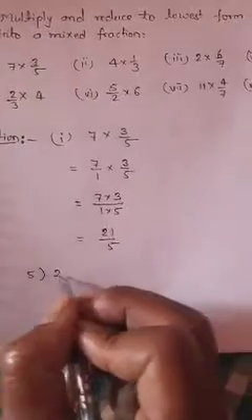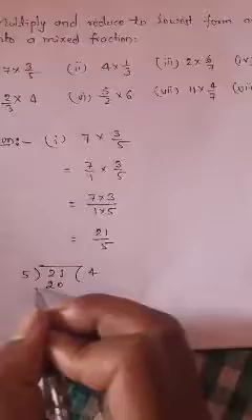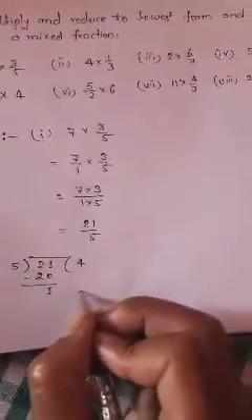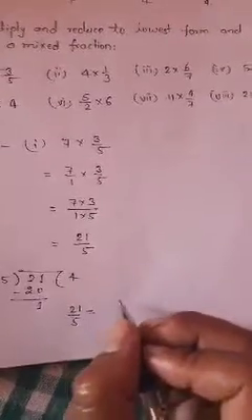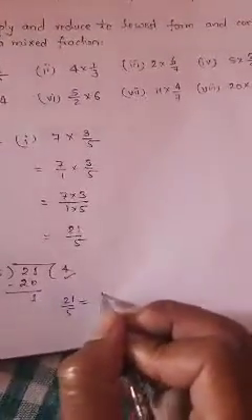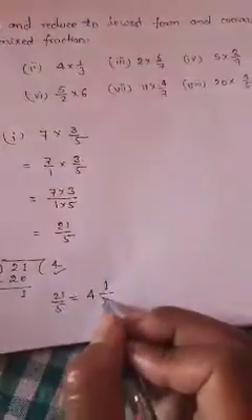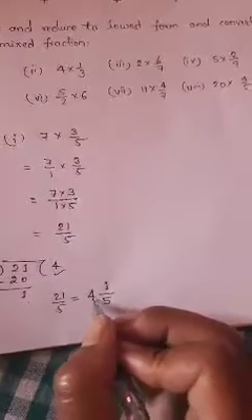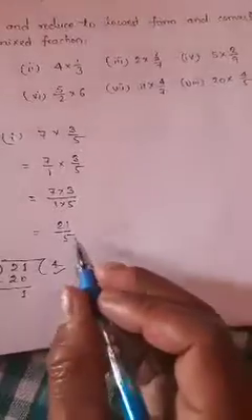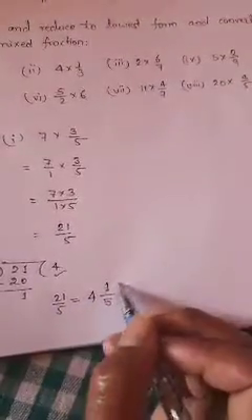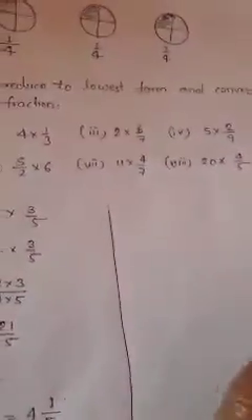If we divide 21 by 5, 5 fours are 20 and the remainder is 1. So 21 upon 5 can be written as: first we write the quotient, then the remainder in the numerator and 5 in the denominator. So whole number 4 plus 1 upon 5 is written as 4 and 1 by 5. So 21 upon 5 can be written as 4 and 1 by 5. Similarly, let's solve one more question.